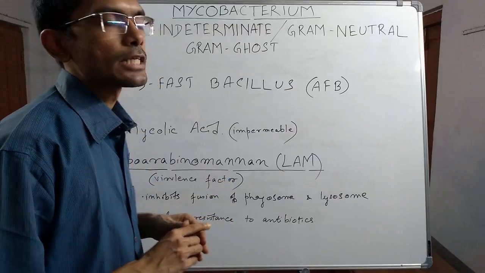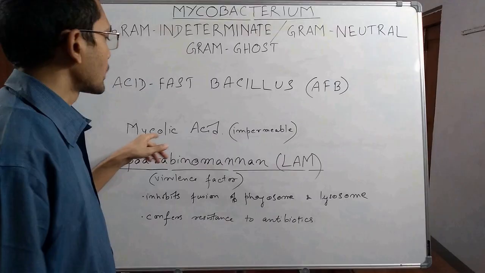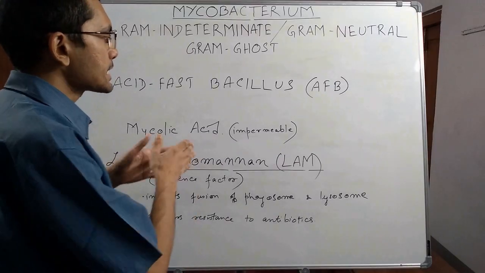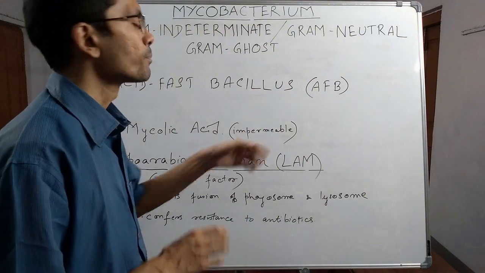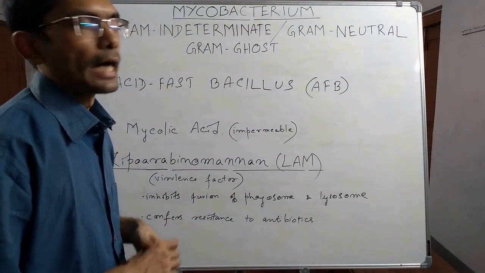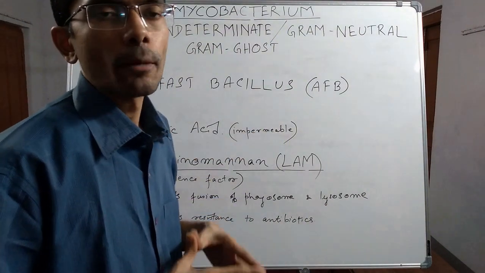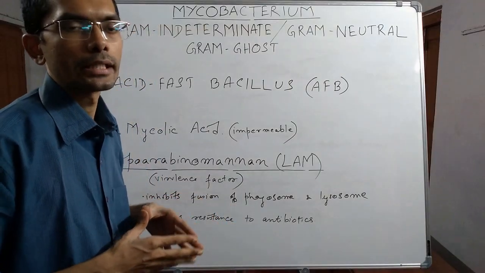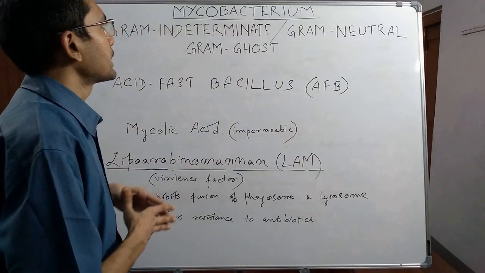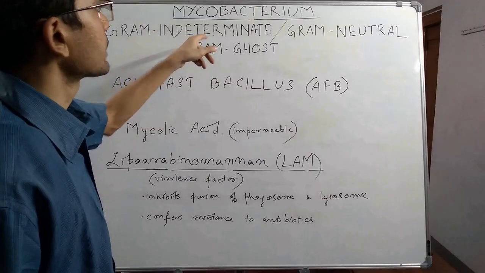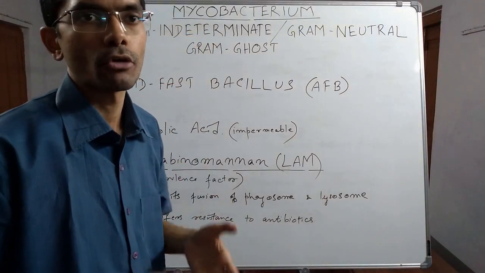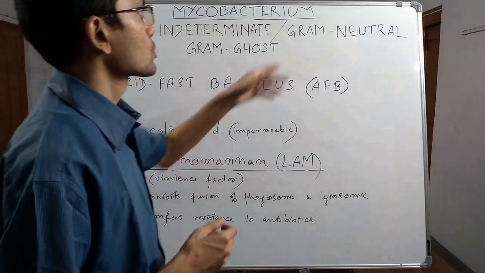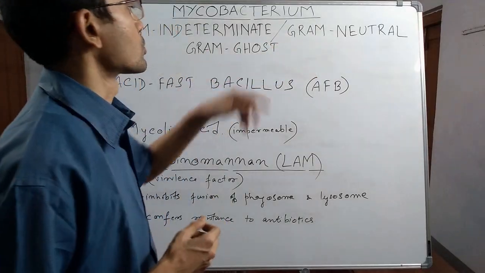And the one lipid that is relevant to gram stain is mycolic acid. It is this thick layer of mycolic acid which renders the cell impermeable to gram stain. And due to this unpredictability in obtaining consistent results with a gram stain, Mycobacteria are often called gram indeterminate because you cannot determine for sure whether it's gram positive or gram negative. They are also called gram neutral or gram ghost.